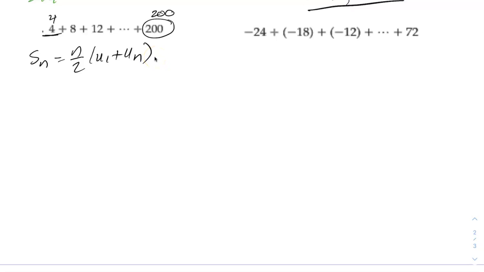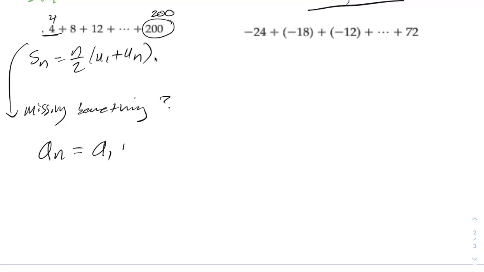If you're not sure, remember the trick. If you're missing something, go back to the original equation. Plug in things you do know. The first term is 4. The common difference, what am I adding every single time? 4, 8, 12, so it's 4 also. The last term is 200. What I don't know is n, but I know everything else, so I can just solve for it.